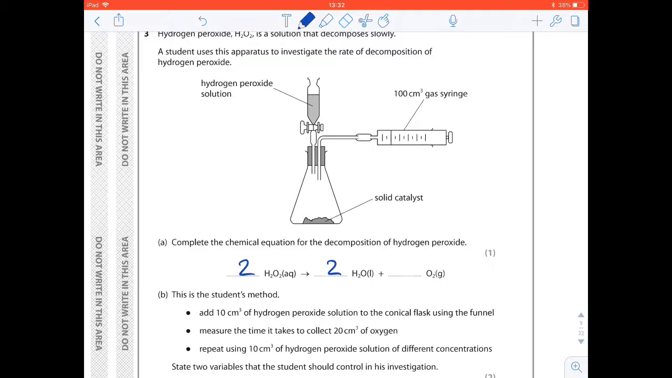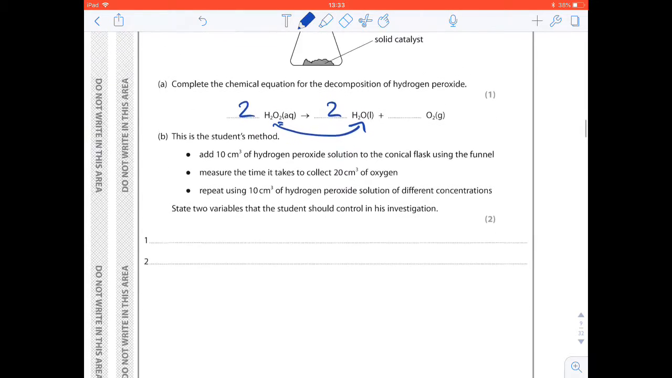The other way to think about it is to think that each hydrogen peroxide molecule turns into water by losing one of the oxygens. You create 2 oxygens on this side, so therefore you must have lost 2 hydrogen peroxide molecules to begin with, which means you must make 2 water molecules.